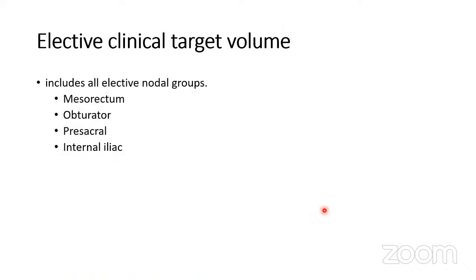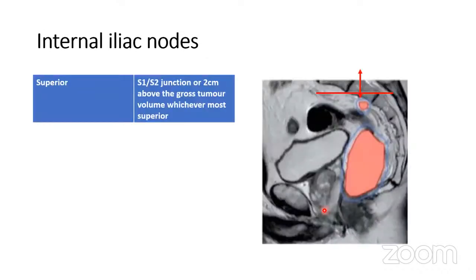Next, coming on to the delineation of elective CTV. So what does elective CTV include? It includes mesorectum, obturator lymph nodes, presacral lymph nodes, and internal iliac and external iliac if it is a T4 disease. So let's see one by one how to do the delineation. Let's start with internal iliac.